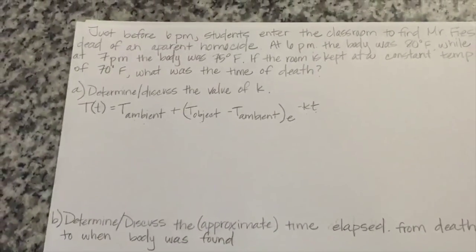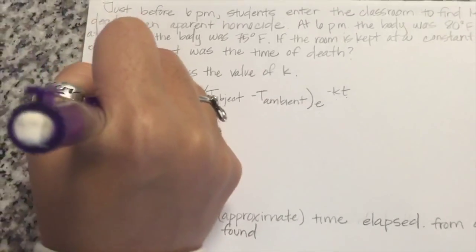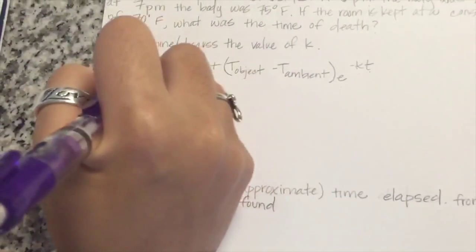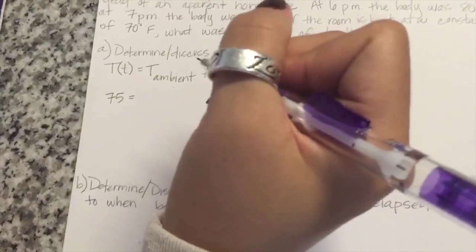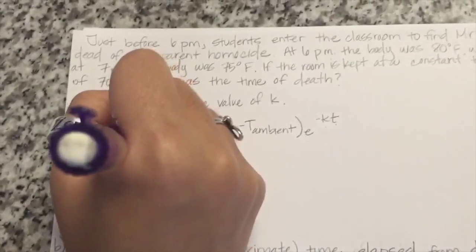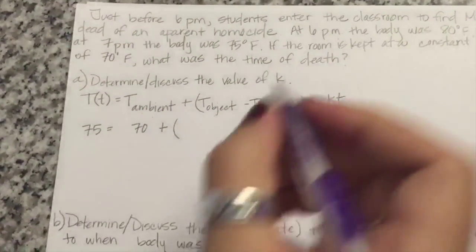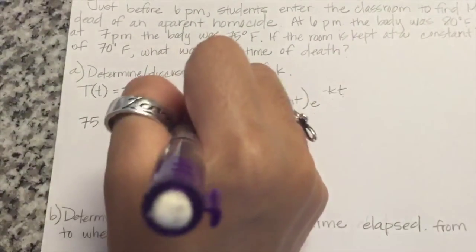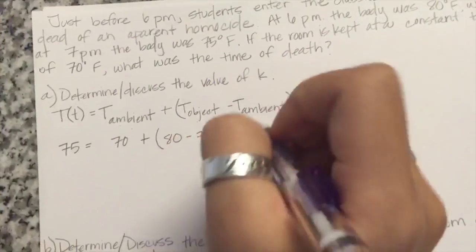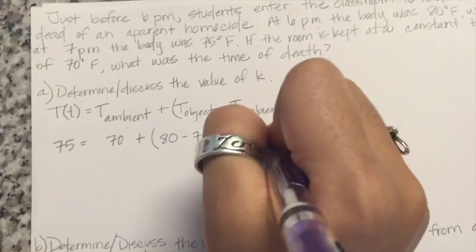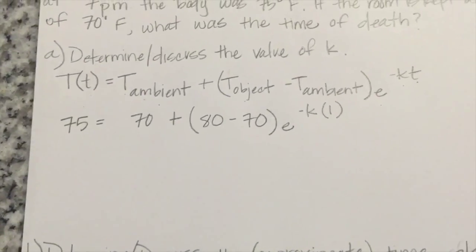We're gonna start by using 75 for T because this was the resulting temperature an hour after the body was found. So 75 equals... the room was kept at a constant temperature of 70 degrees. So we're gonna put 70 plus, and then at 6 o'clock, the body was 80 degrees. So we're gonna put 80 minus 70. And then we don't know K, and we know 1 hour passed. So we're gonna plug in 1 for the other T.